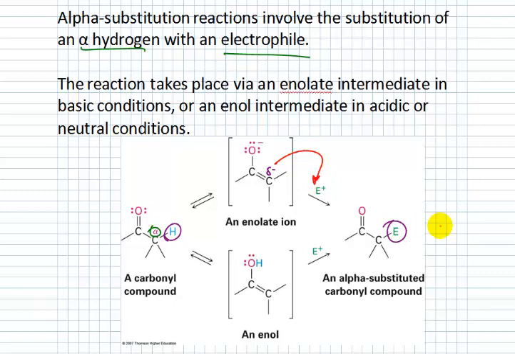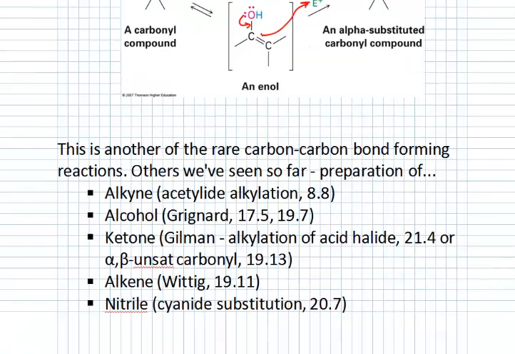Or it can happen under neutral conditions with an enol. In that case, we have an OH attached to a CC double bond. The O electrons come in to make a double bond. That forces the CC double bond electrons to act as the nucleophile, attacking the electrophile that way. And then after a proton transfer, we end up with the same product. So enolate happens in basic conditions, and the enol intermediate can happen in acidic or neutral conditions.